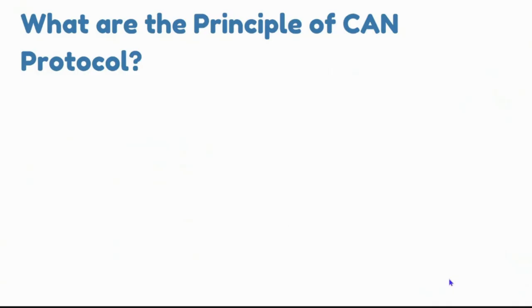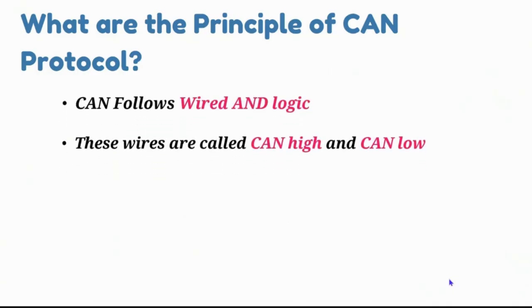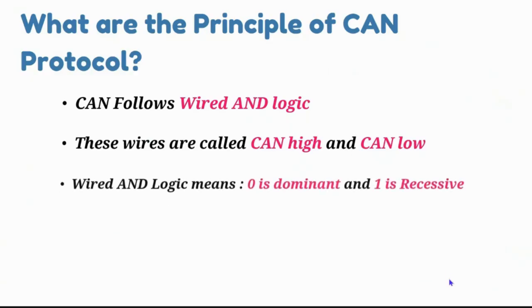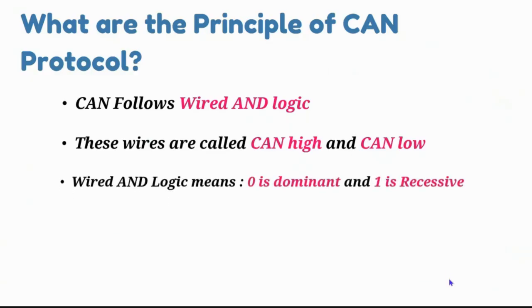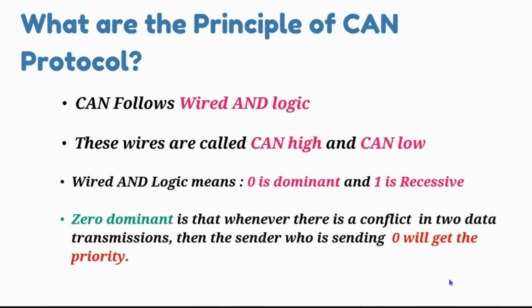What are the principles of the CAN protocol? Mainly CAN follows wired AND logic. The wires are called CAN high and CAN low. In wired AND logic, 0 means dominant and 1 means recessive. Dominant 0 means that whenever there is a conflict between 2 data transmissions, the sender who is sending 0 will get the priority.